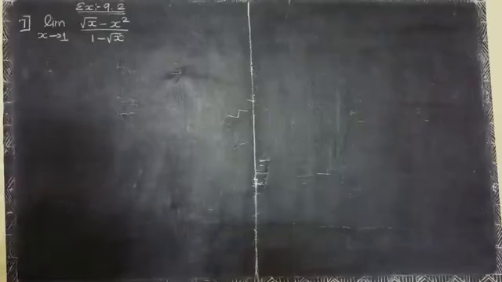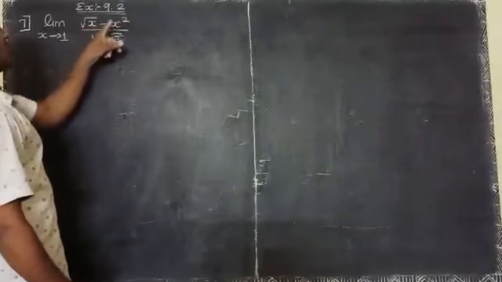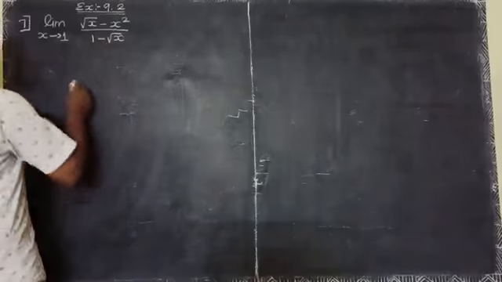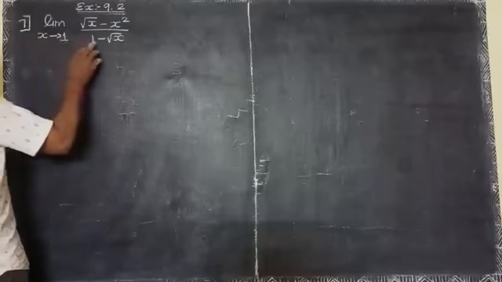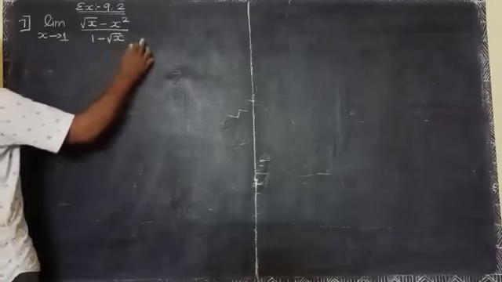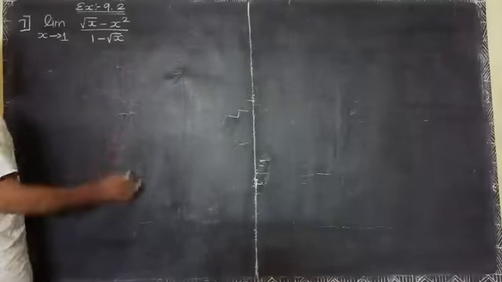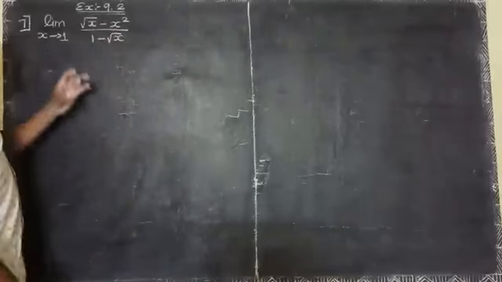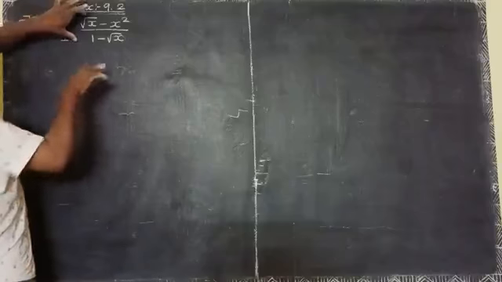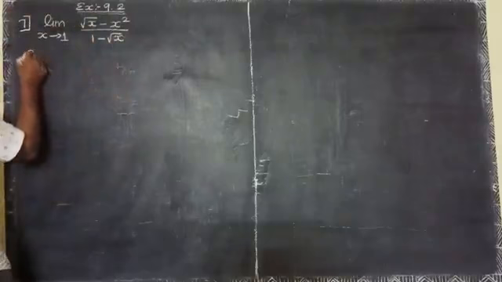Question number 7. Limit as x approaches 1 of square root of x minus x square divided by 1 minus square root of x. Replace x equal to 1. 1 minus square root of 1 is 1, 1 minus 1, so the denominator has 0. The numerator also has 0. 0 by 0 is an indeterminate form. Therefore the given function can be modified into a different form.